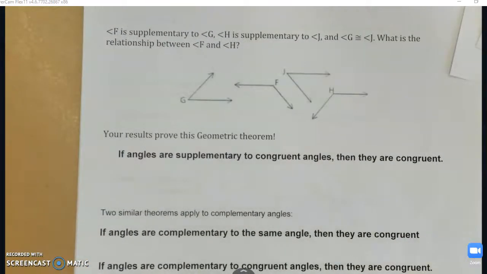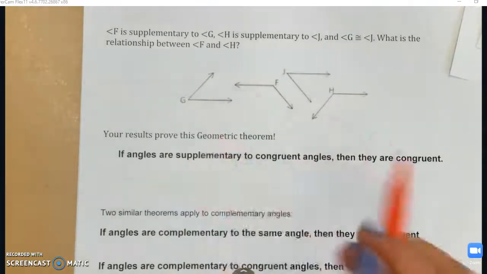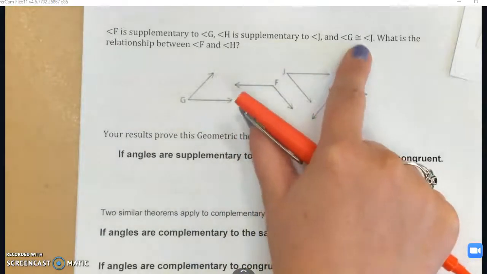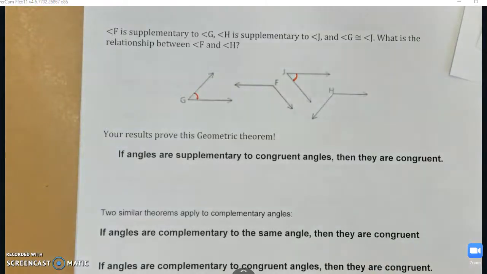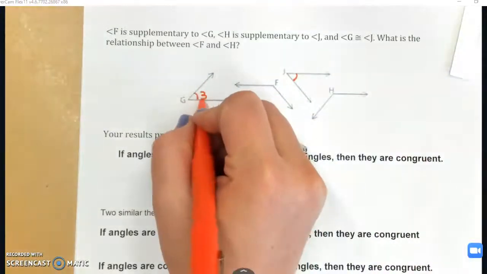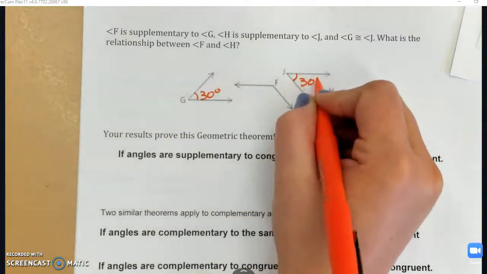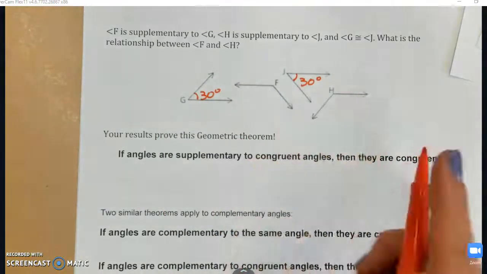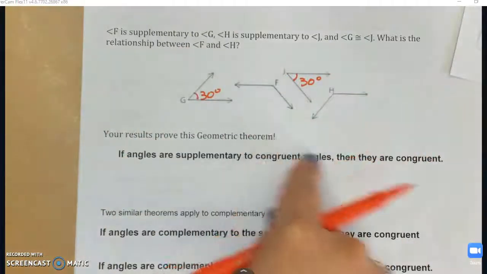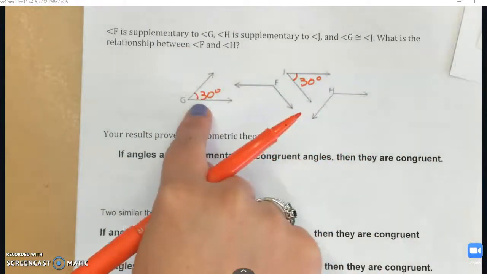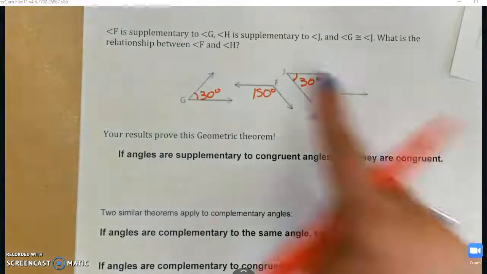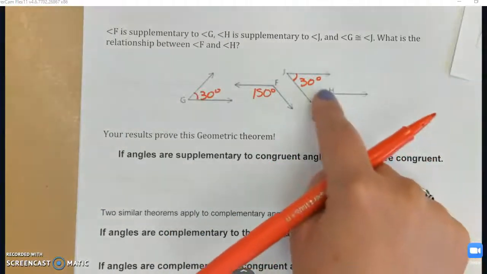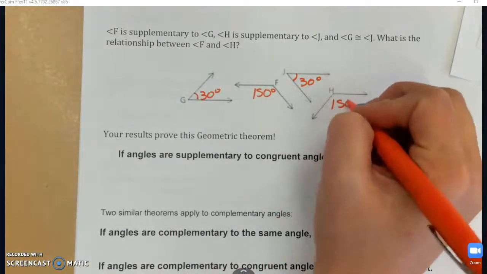F is supplementary to G, H is supplementary to J, and G is congruent to J. So I've got these 4 angles, and what I'm going to mark on my diagram is that G is congruent to J with my tick marks. Now I'm going to give those any kind of arbitrary value. Let's say 30 degrees. And because they're congruent, they're the same. So F is supplementary to G. So if F and G add to 180 and G is 30, that means F is 150. Then H is supplementary to J, which means if J is 30, H is 150.